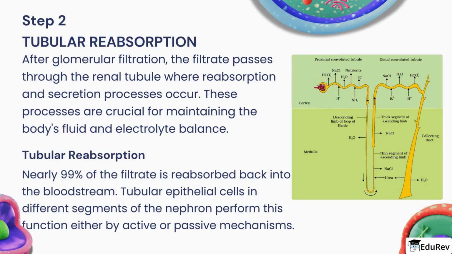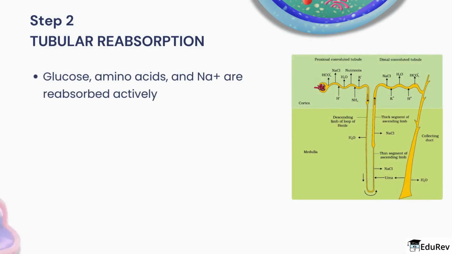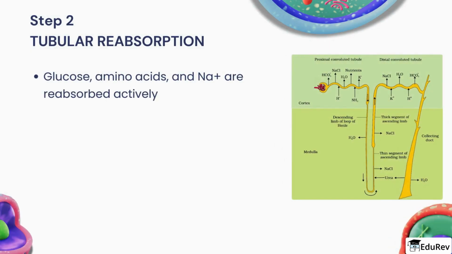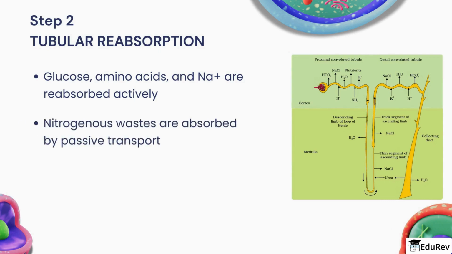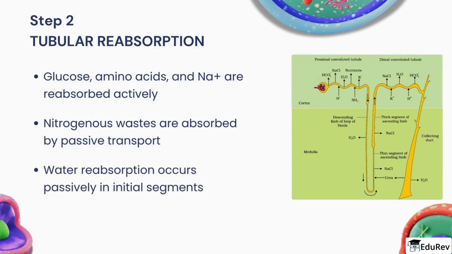Tubular epithelial cells in different segments of the nephron perform this function either by active or passive mechanisms. Glucose, amino acids, and sodium are reabsorbed actively. Nitrogenous wastes are absorbed by passive transport, and water reabsorption occurs passively in initial segments.